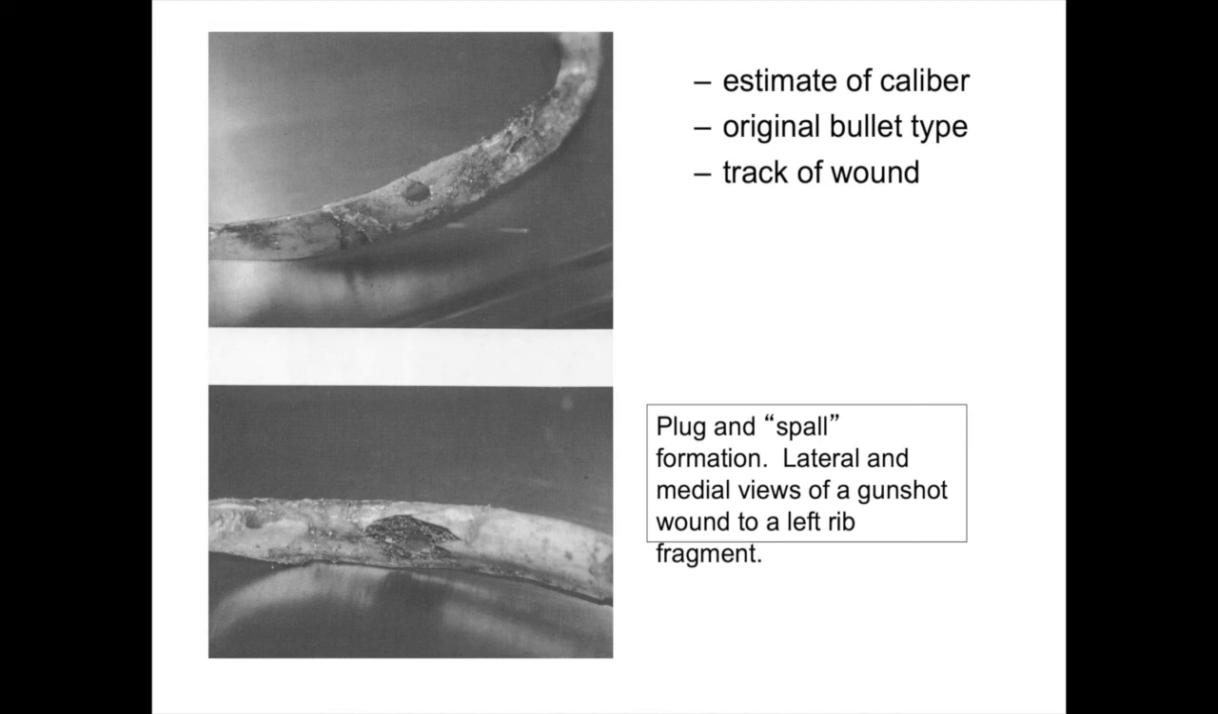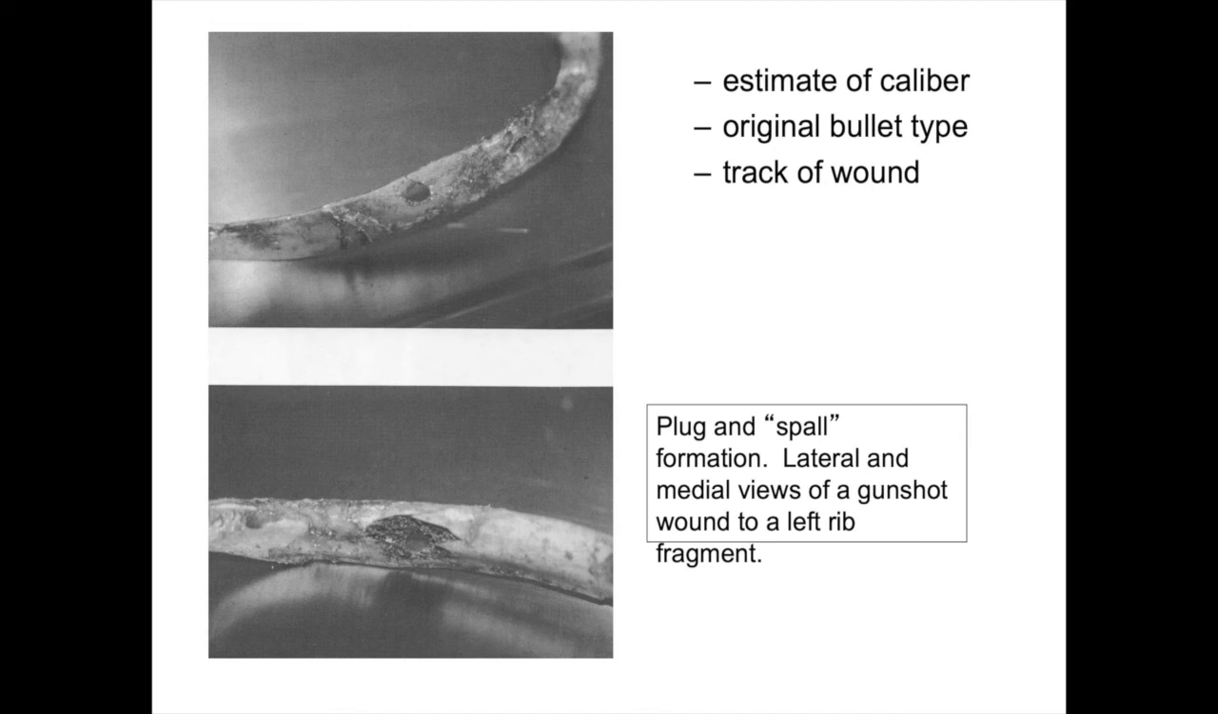When you take a look at the bottom image there, this is a rib. When you look at the top image, you see the external markings, the plug in this case, right? What is being punched out at the entrance. And then in the lower image, this is internal, or you're looking at the injury from the medial surface, so it's facing inward. This is the spall, and the spalling produces that beveling, or that cone-shaped defect.